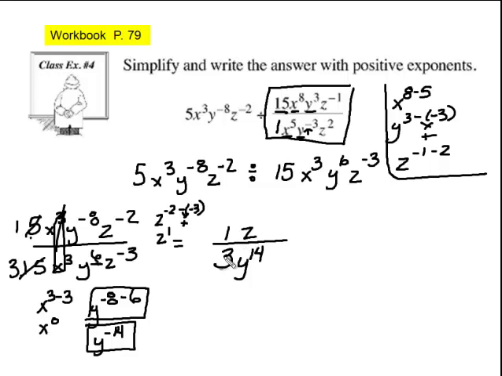So I've got 1z divided by 3y to the 14th. If you hadn't moved the y, you would have y to the -14th z in the numerator over 3. So we have to move it to have a positive exponent. Probably, though, you wouldn't have that coefficient of 1 there, and the best answer here would be z over 3y to the 14th.